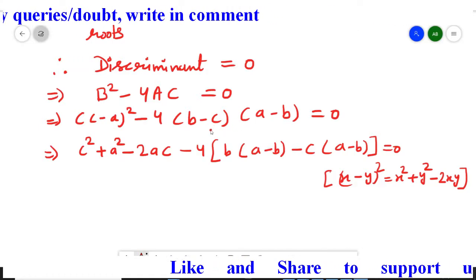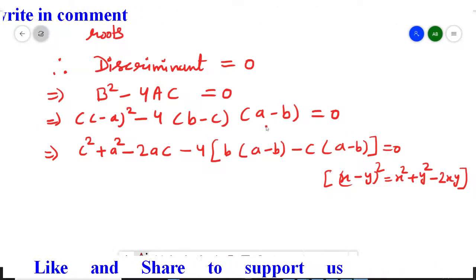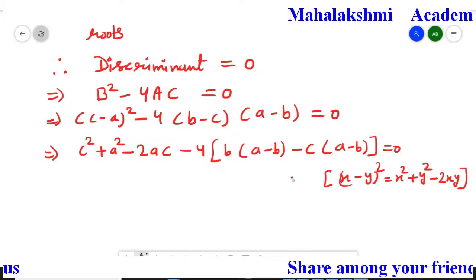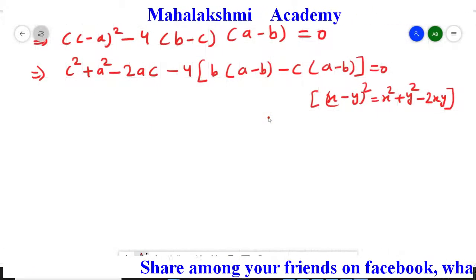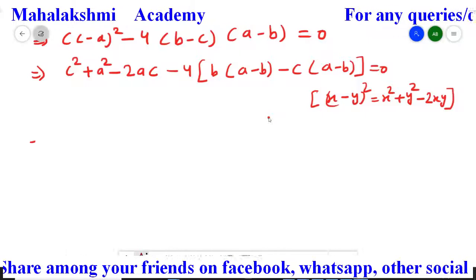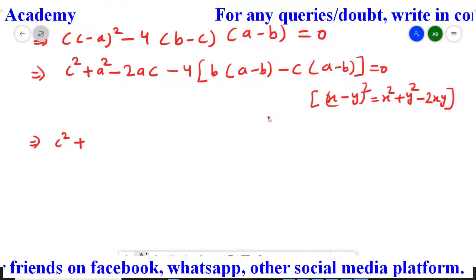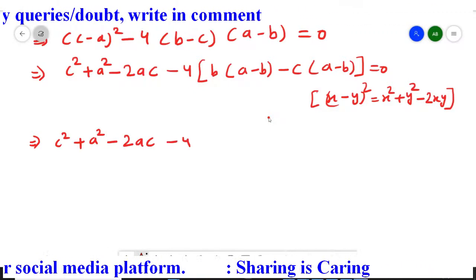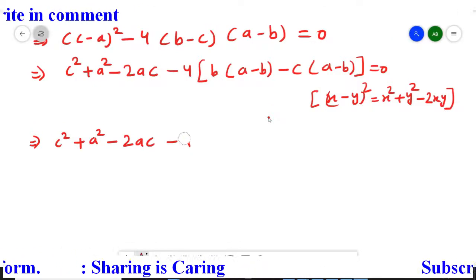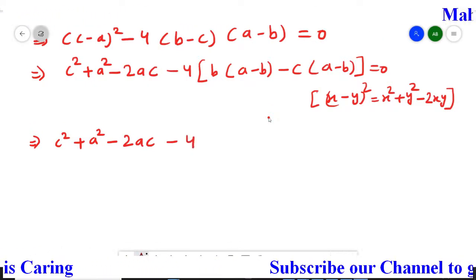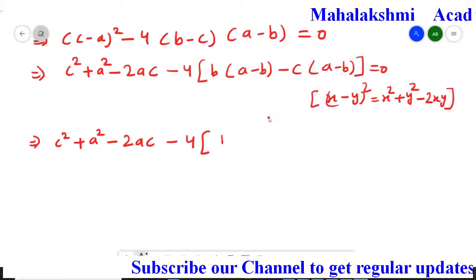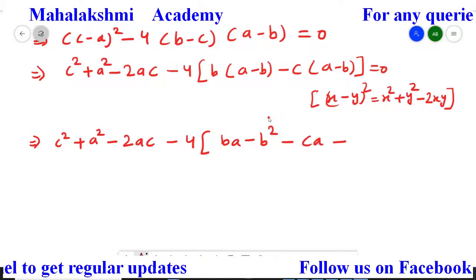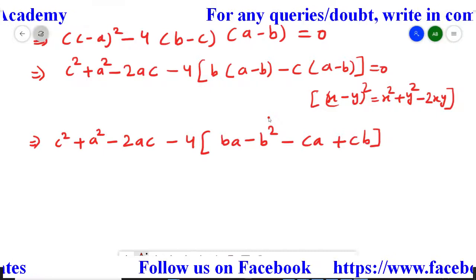So how to open the brackets? First term, just write down from the first bracket, attach it, and then write down minus c here and attach this bracket also. Now open them. So when you open, you will get c square plus a square minus 2ac, then minus 4 as it is, and here when you open the brackets you will get ba minus b square minus ca plus cb, then big bracket close equal to 0.